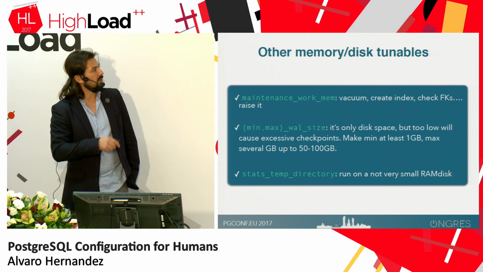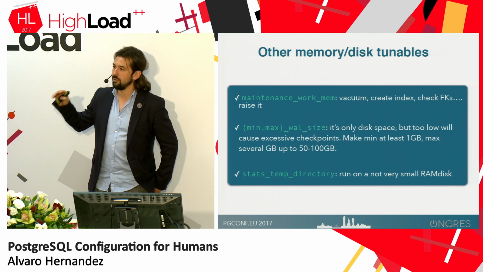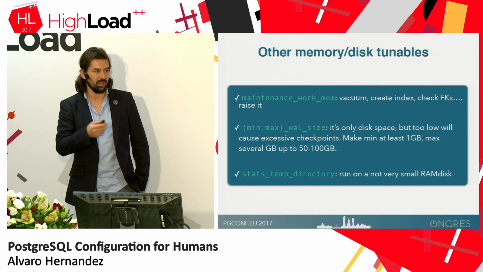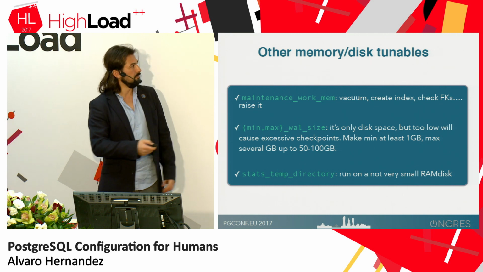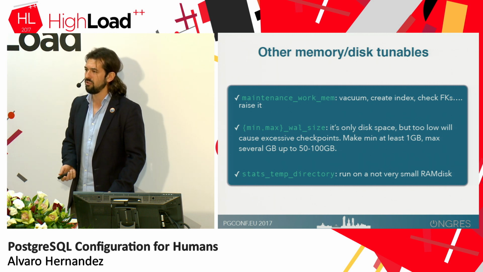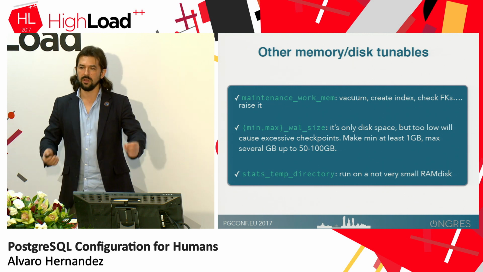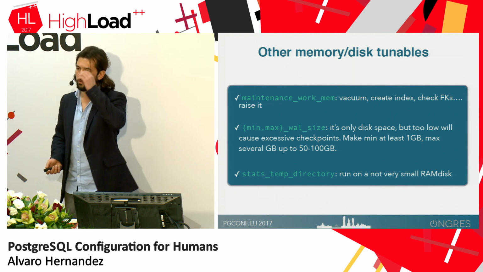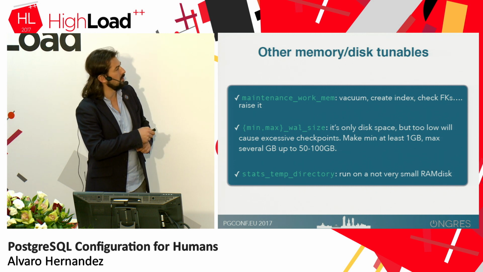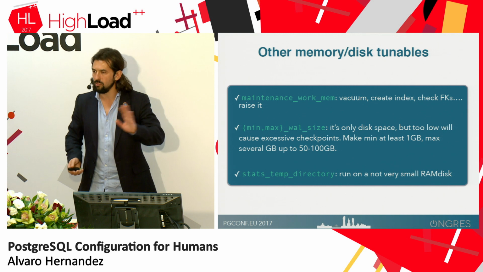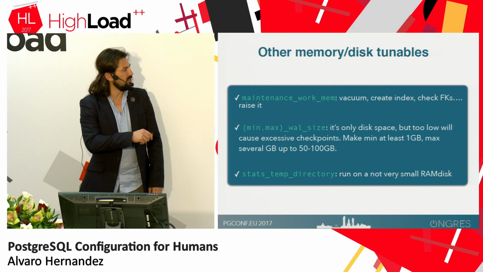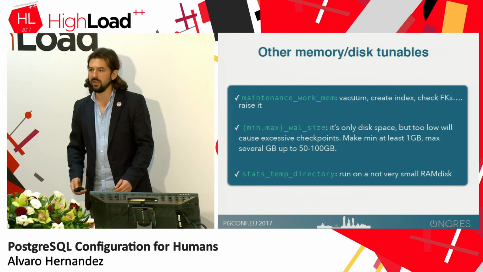The min and max WAL size, these are parameters that only affect your disk space. If you have a fast disk, because you should put your WAL files on a fast disk like SSD, this is basically a few gigabytes. Unless you have a tiny disk, just be generous, right? It will make the checkpoints less frequent. Checkpoints are a source of slowness of the database. So make the minimum at least 1 or more gigabytes and the maximum go up to 50 or 100. You don't need more than that. That's already big enough.